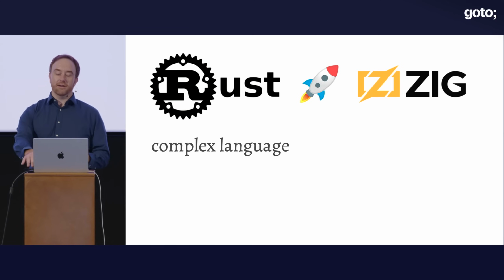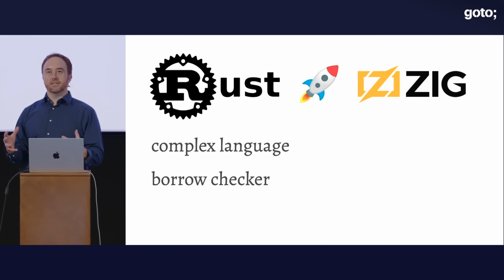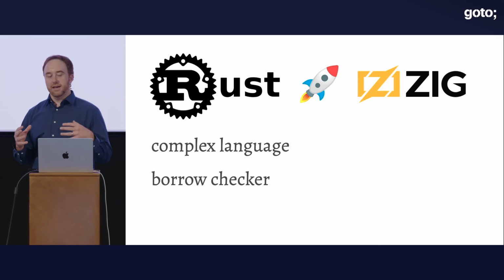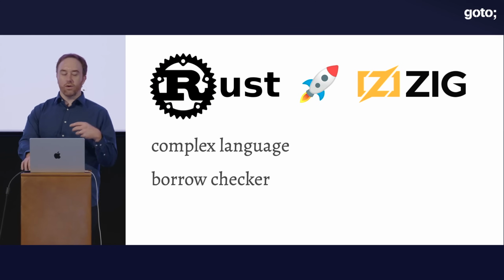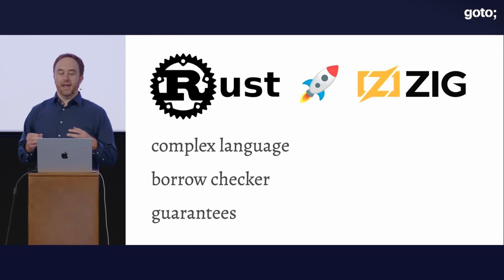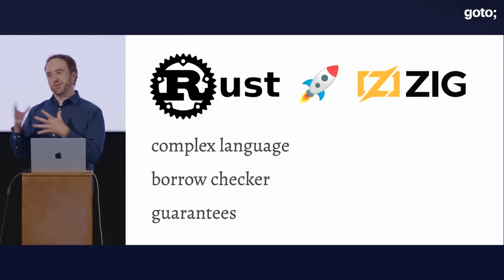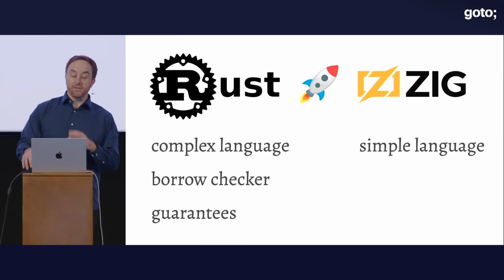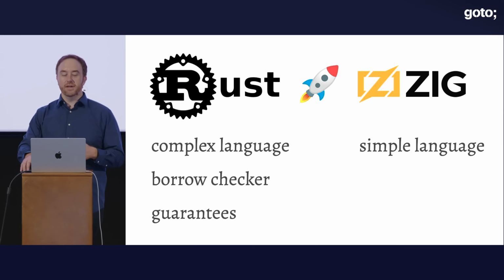Rust is a very complex language. Its marquee language feature is the borrow checker. You may have heard of this. It's basically a way to help Rust programs have more guarantees, especially around memory safety and certain things around concurrency. It's both a source of a big learning curve, but also a source of a lot of the benefits of the language. Now Zig, by contrast, is a very simple language, which appeals to me.